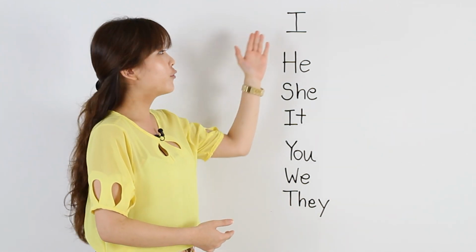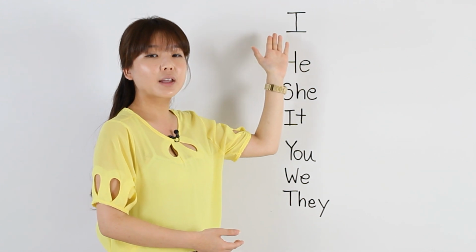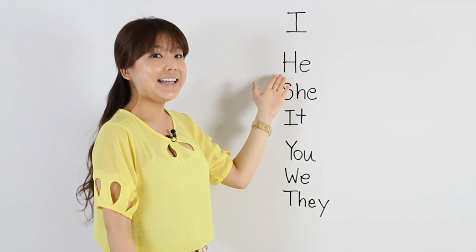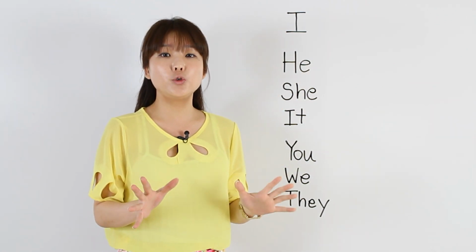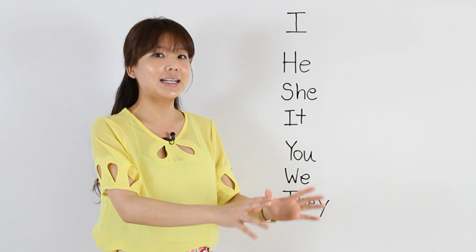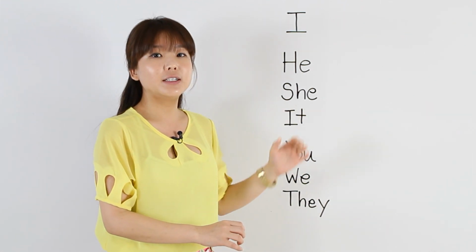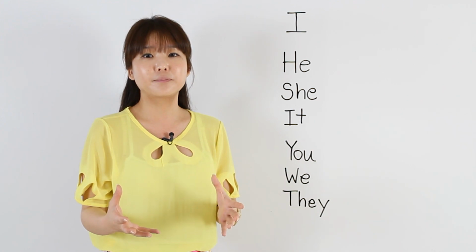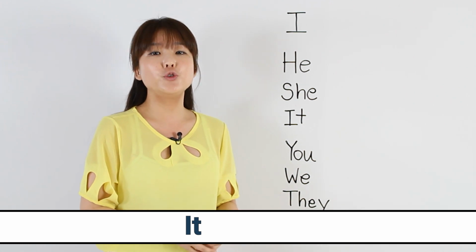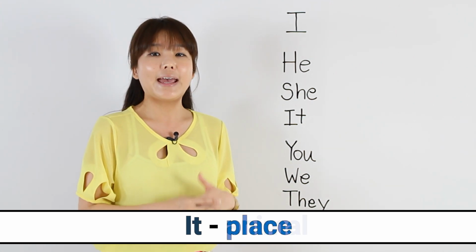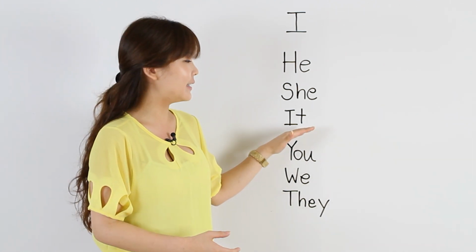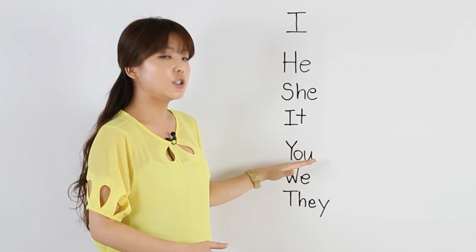Okay, so the first subjective pronoun is I. I means me. I'm Esther. I. He. Now, he is only used for boys or men, okay? He. So another boy or man is he. She is used for girls or women, okay? She. It. It is used for a place like a school, an animal like a dog, or a thing like a chair, okay? It.